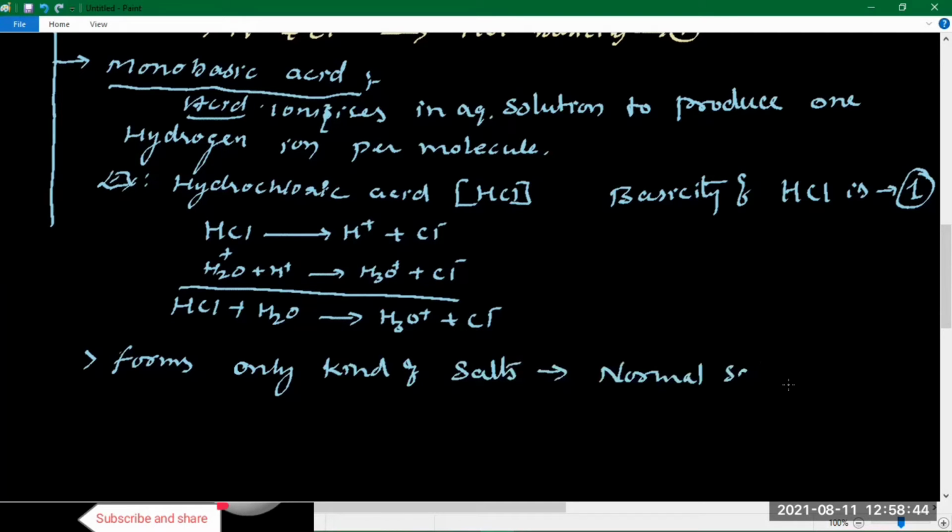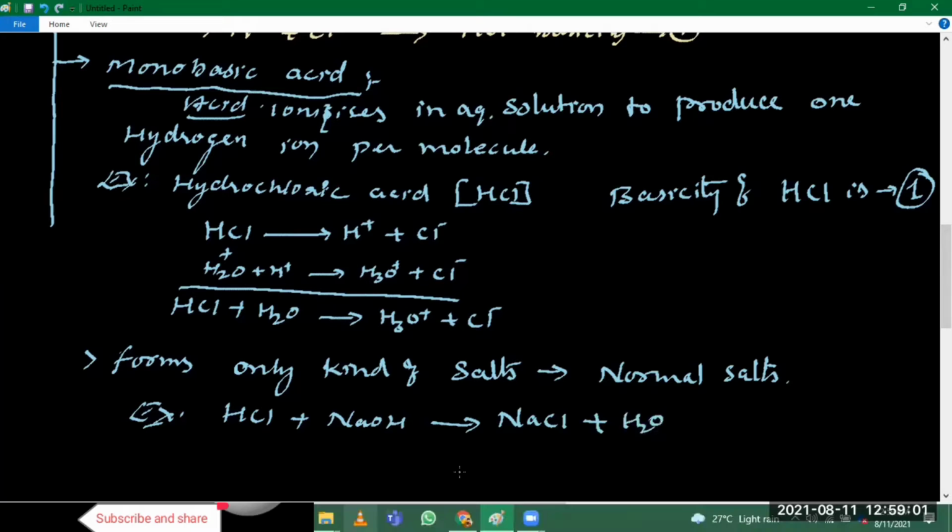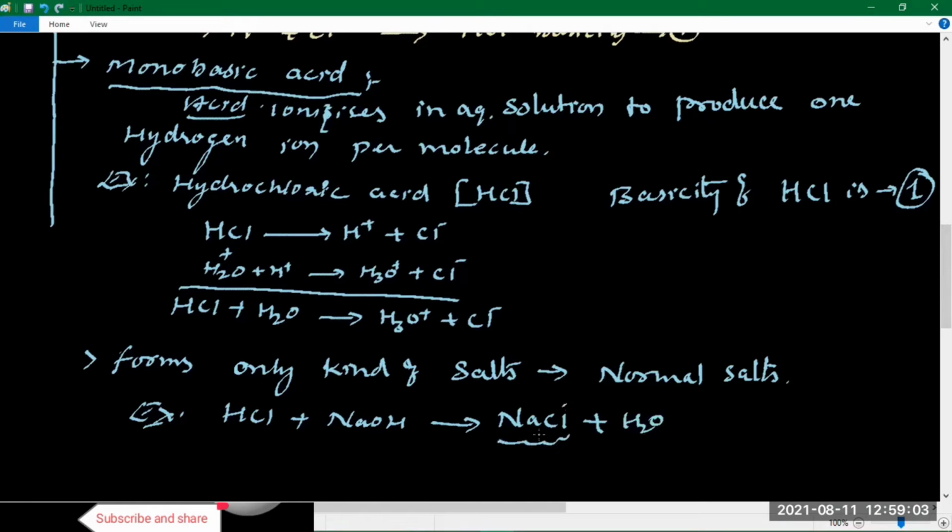Normal salts are the salts which do not contain hydrogen. For example, let me take when HCl is treated with NaOH. A neutralization reaction always produces salt. This salt is a normal salt, with the liberation of water. So here the NaCl acts as a normal salt.